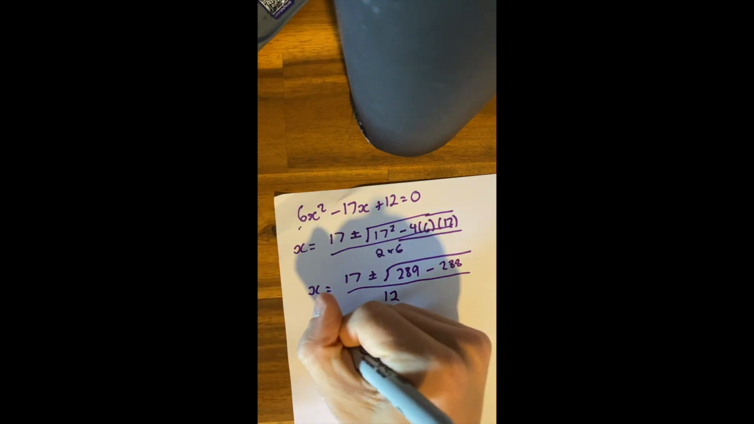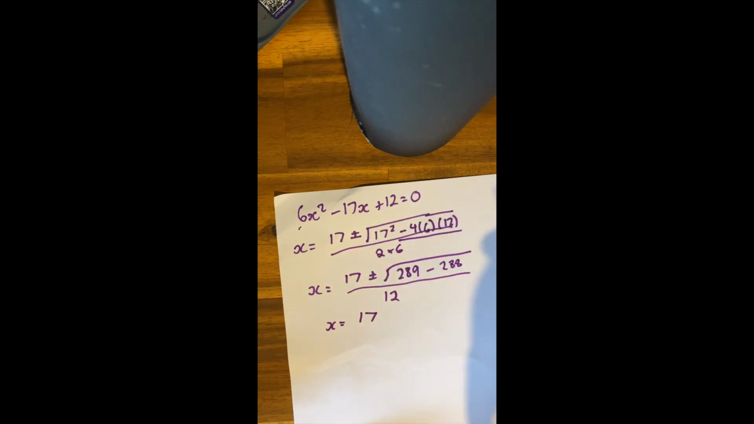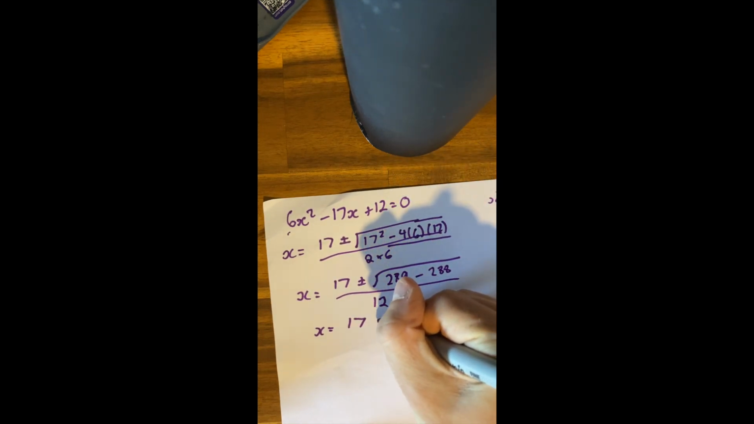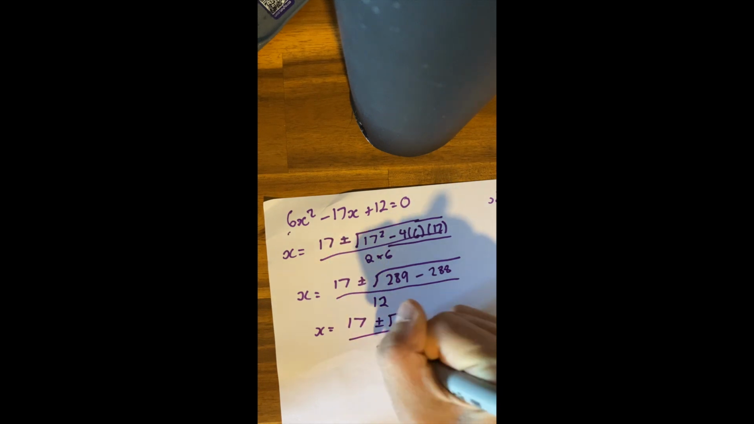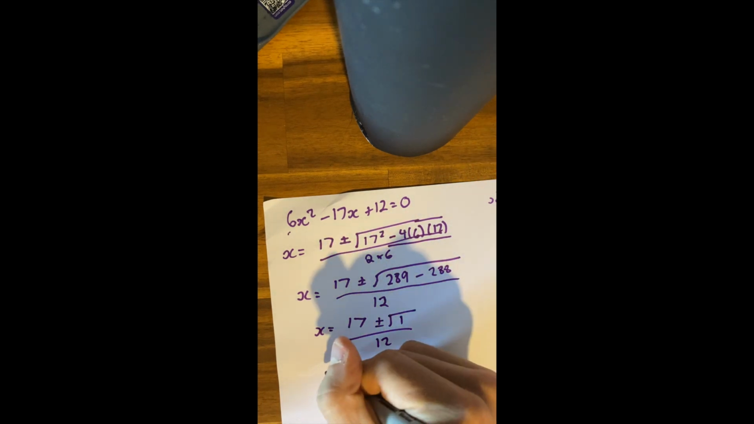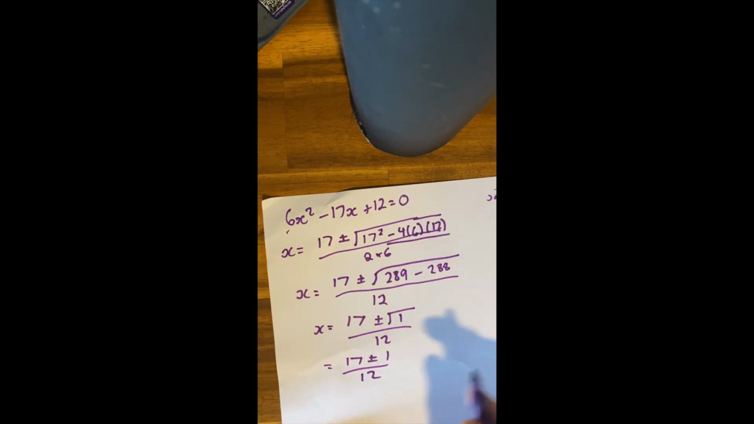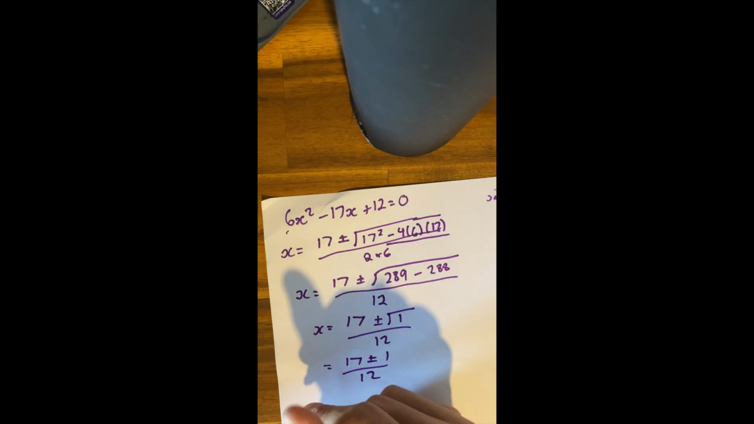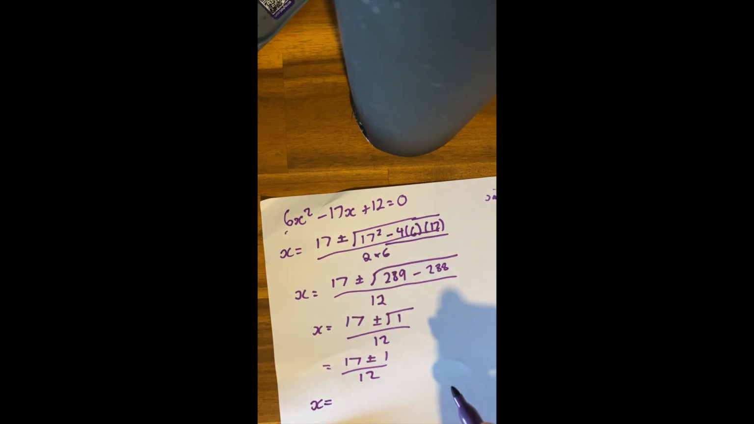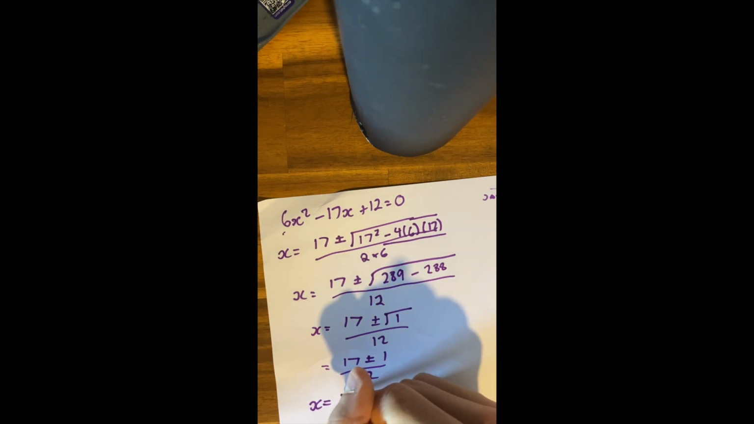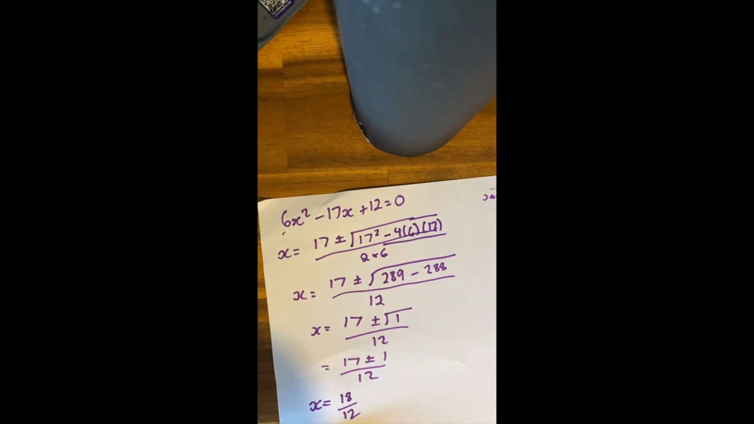So let's simplify this. x equals 17 plus or minus the square root of 1 on 12. Obviously, the square root of 1 is just 1. And again, we're going to consider both cases where we add and subtract the 1. So if we add the 1, one possible value for x is 17 plus 1, which is 18, divided by 12. And if you want, you can simplify that to 1.5.